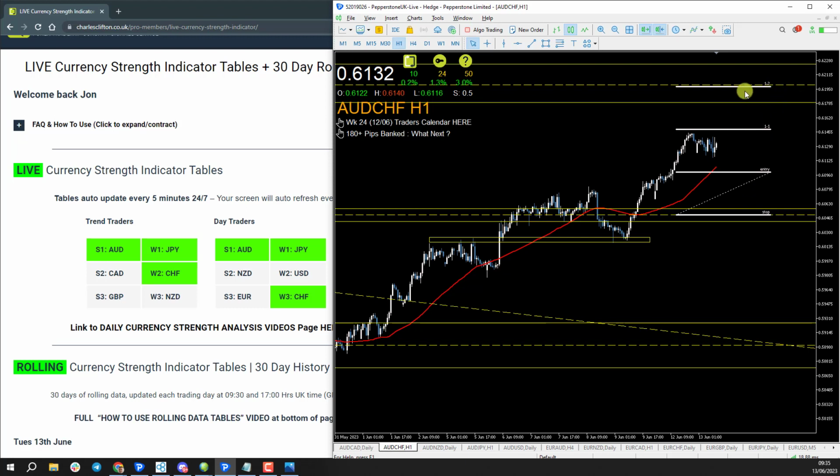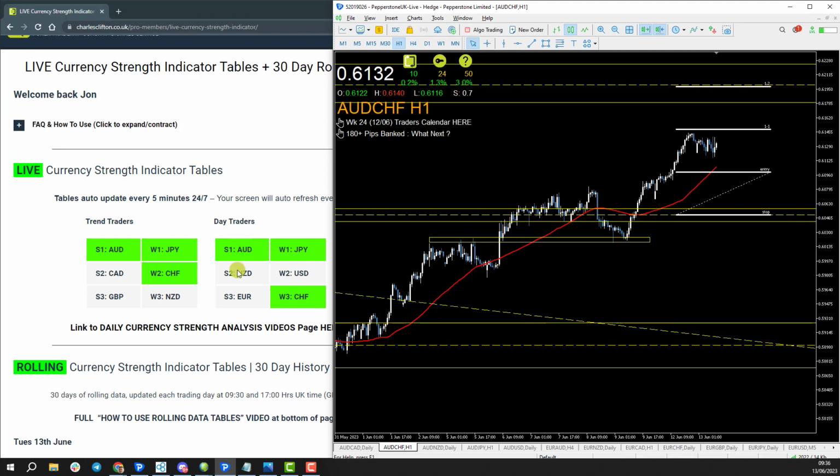So there's real good potential for this market to continue to the upside. So I quite like an entry round about that 0.61 handle with a 50 pip stop loss, 100 pip target into the 0.62 there. So that's what I'm going to be looking for on Aussie Swiss.